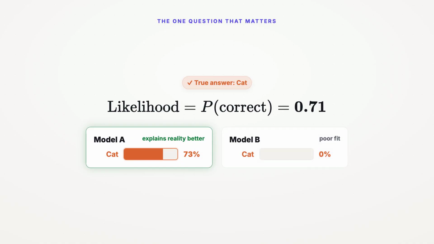Higher is better. Let's compare two models. Model A gives cat 80%. Model B gives cat just 10%. Since the real answer is cat, Model A explains reality far better. That is all likelihood measures, the probability your model assigned to the thing that really occurred.